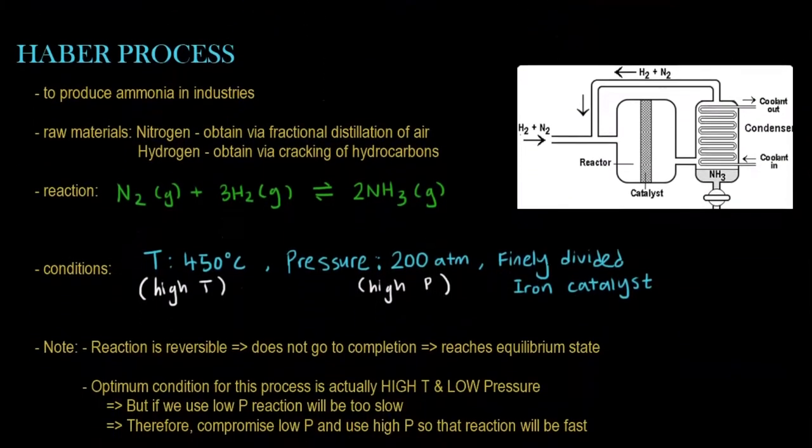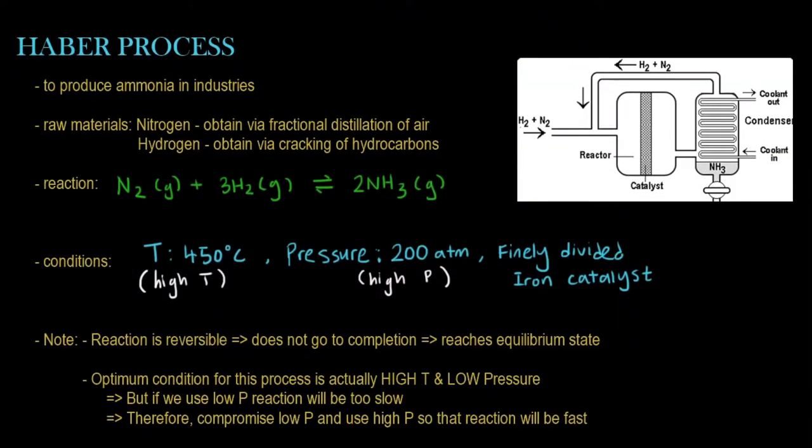So for the Haber process, this is an industrial process, which means it's done on a large scale, and it's to produce ammonia in industries. The raw materials are obviously nitrogen and hydrogen, because ammonia is NH3, so it requires one nitrogen atom and three hydrogen atoms. So the two raw materials are nitrogen and hydrogen.